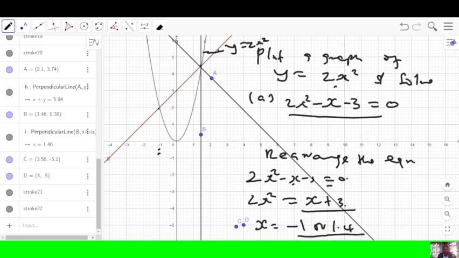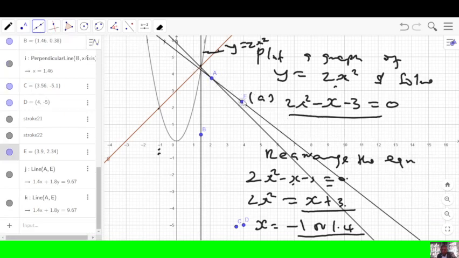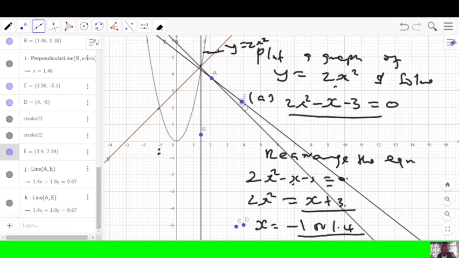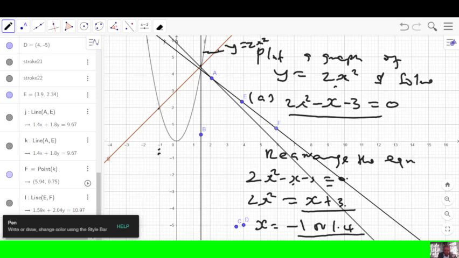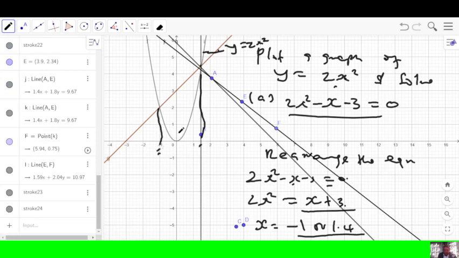Let me remove this graph and this line. Anyway, what we were simply solving for was the value of x, and I think that is what we have found, dropping that line there and that line there to get 1.4 and -1.